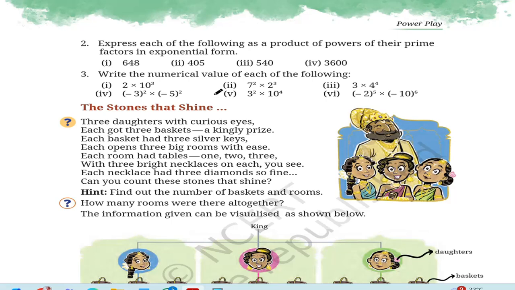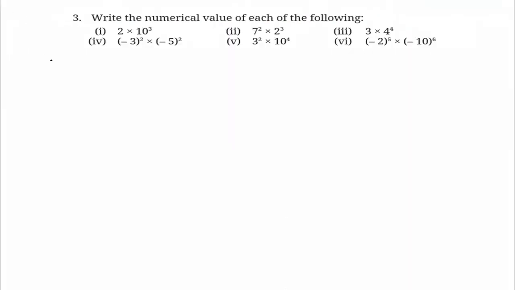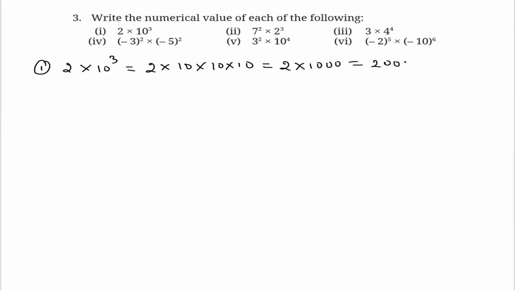So let's start solving the question. Question number 3, first part is 2 into 10 cube, right? So 10 cube you can write as 2 into 10 into 10 into 10, and 10 into 10 into 10 is 1000. So 2 into 1000 will give the value as 2000.